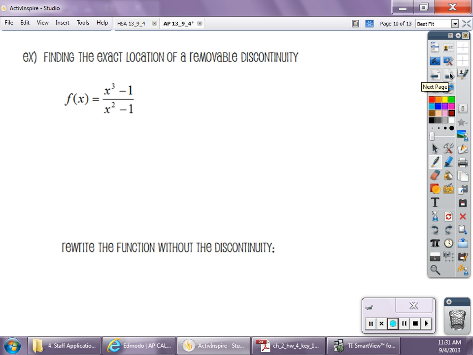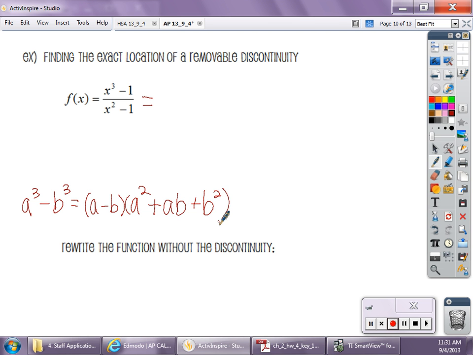4 total. All right, finding the exact location of a removable discontinuity. I want to know where the discontinuity is, then you're going to have to factor. In case you forgot how to factor this guy, which you will not be permitted to forget, there's the rule. And using the rule, A is x, and B is 1. So, x minus 1 times x squared plus x plus 1 all over x minus 1, x plus 1.